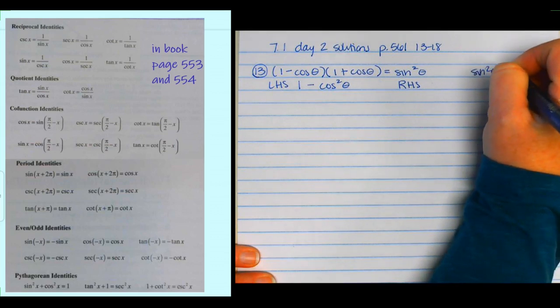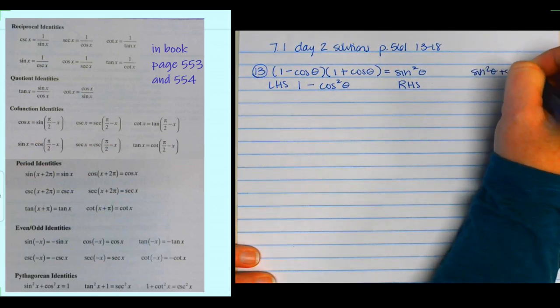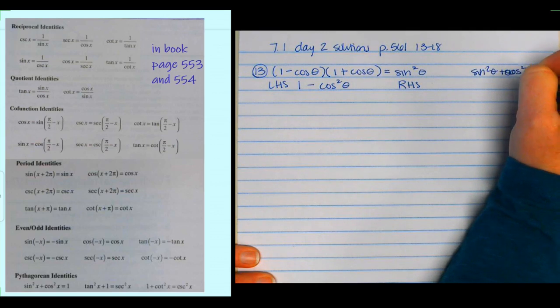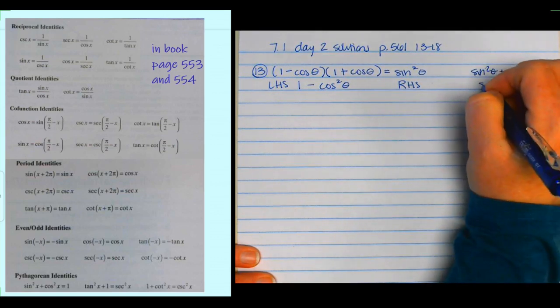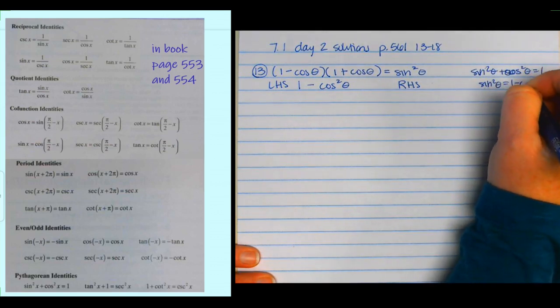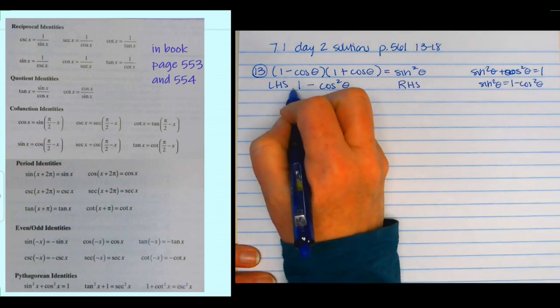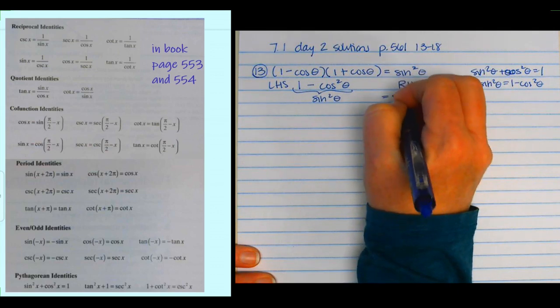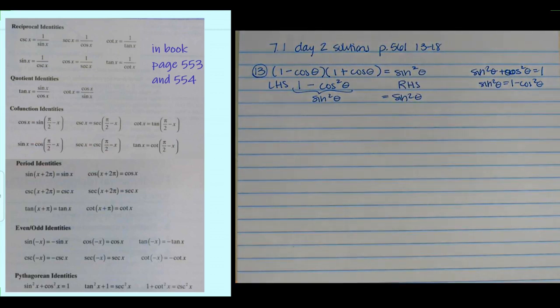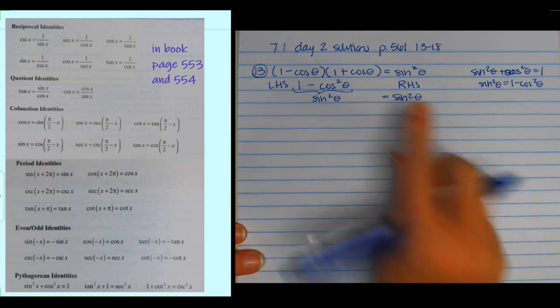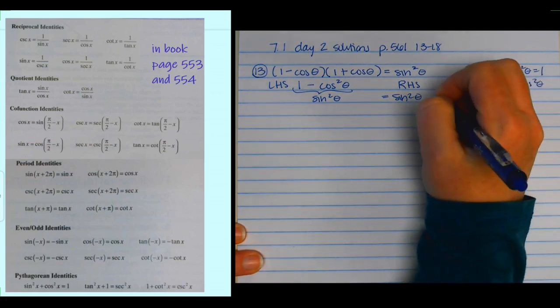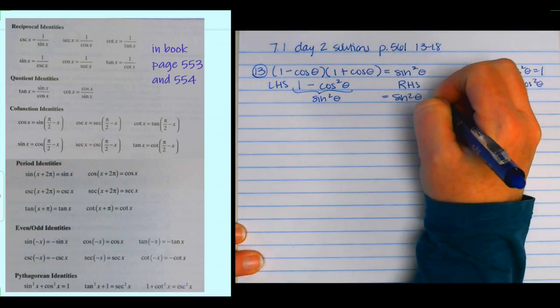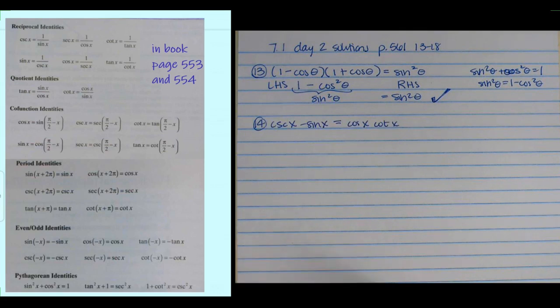That is equal to the identity sine squared theta plus cosine squared theta equals 1. If I rearrange this, I get sine squared theta equals 1 minus cosine squared theta. I can replace this with sine squared theta, and I'm done. So you take one side, you simplify it in some form, and then you manipulate it so that you get the other side. I pretty much do all of these the same.